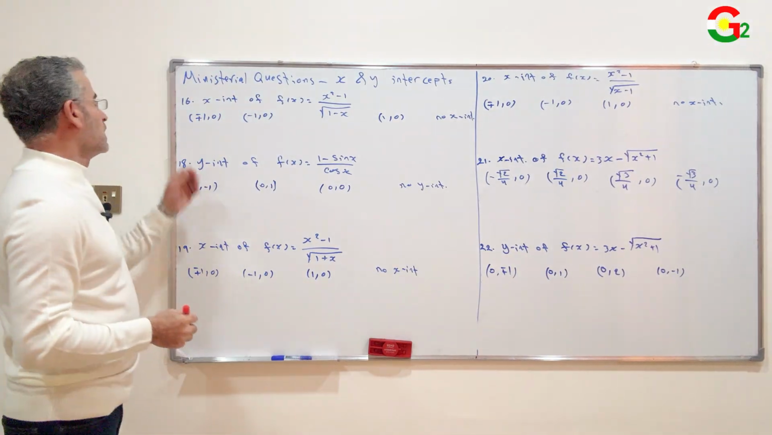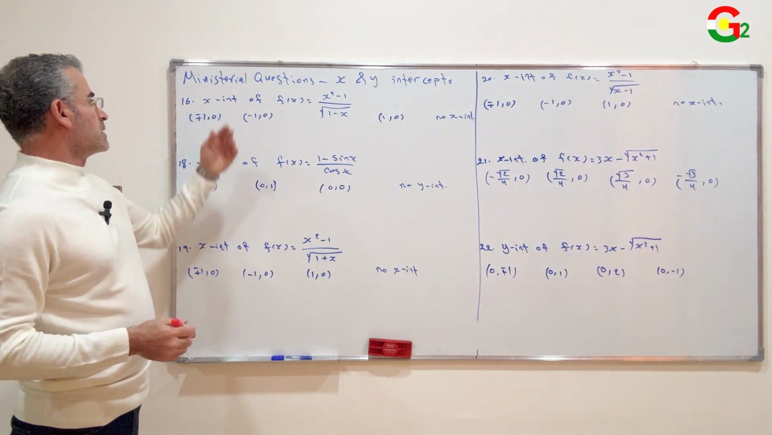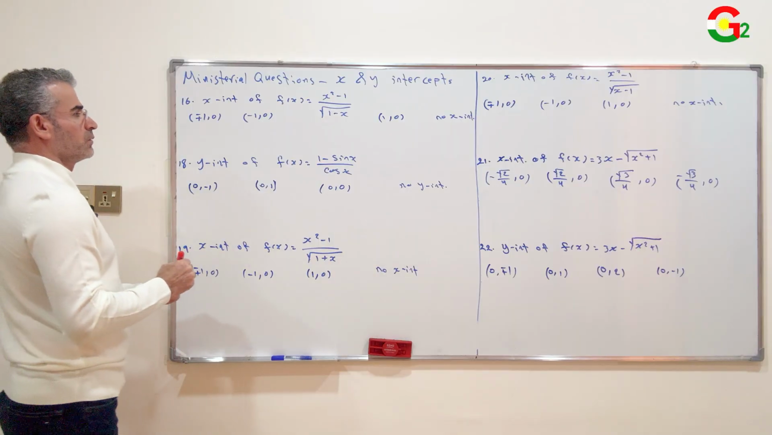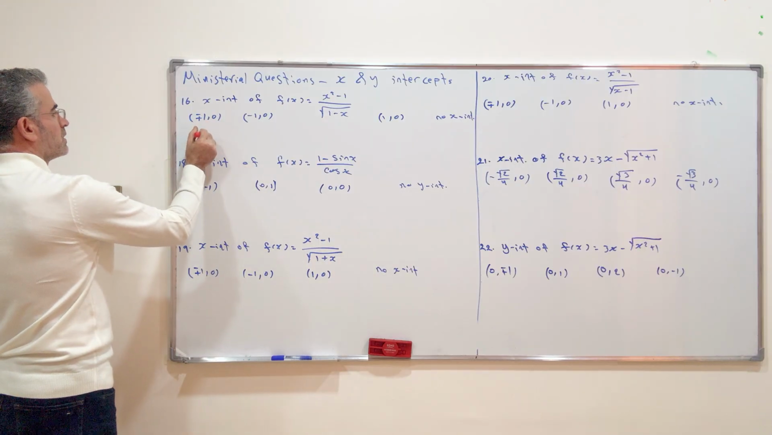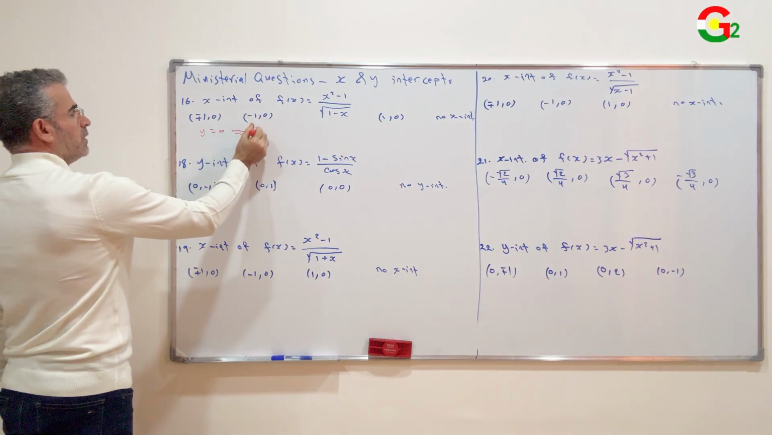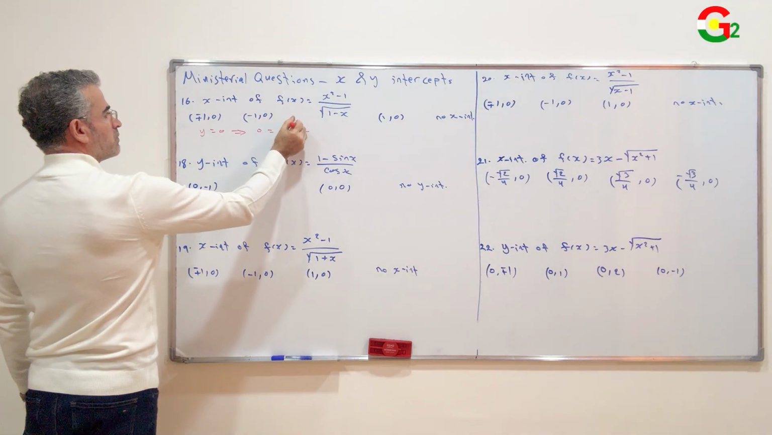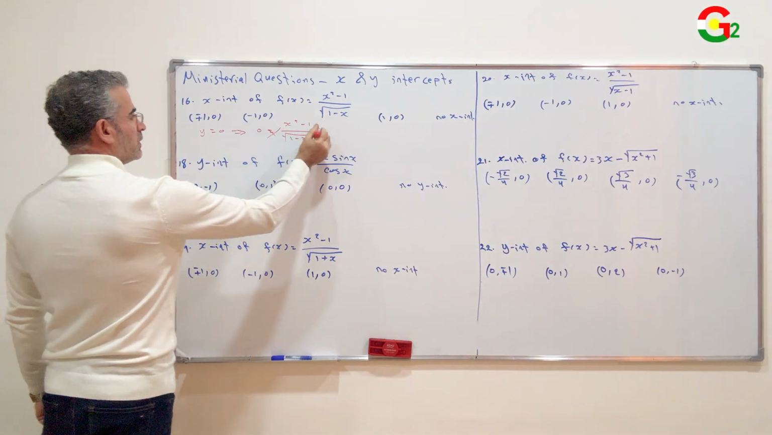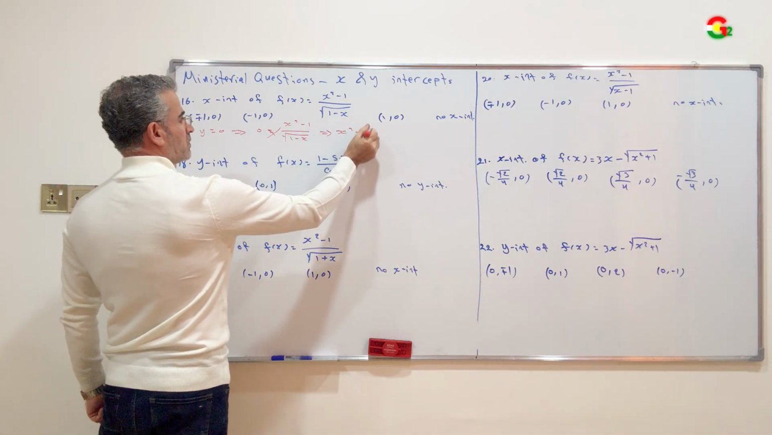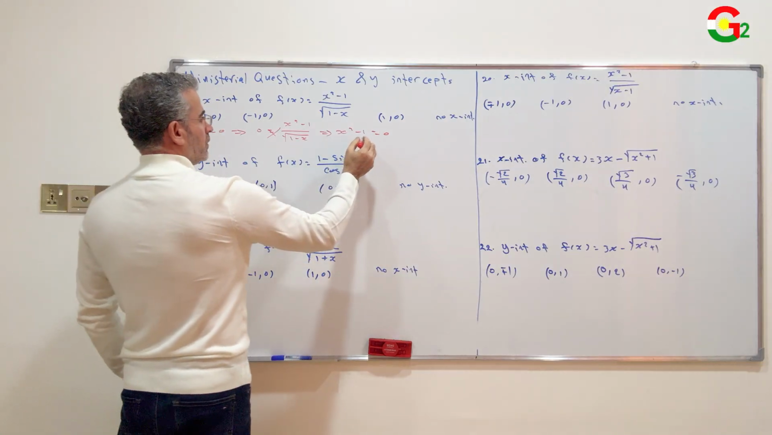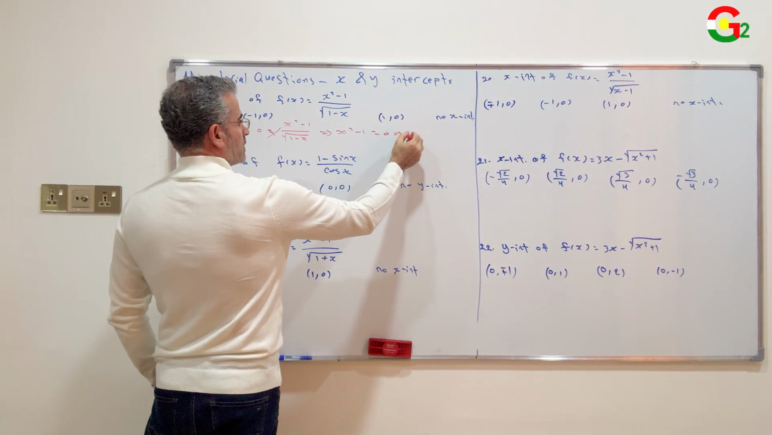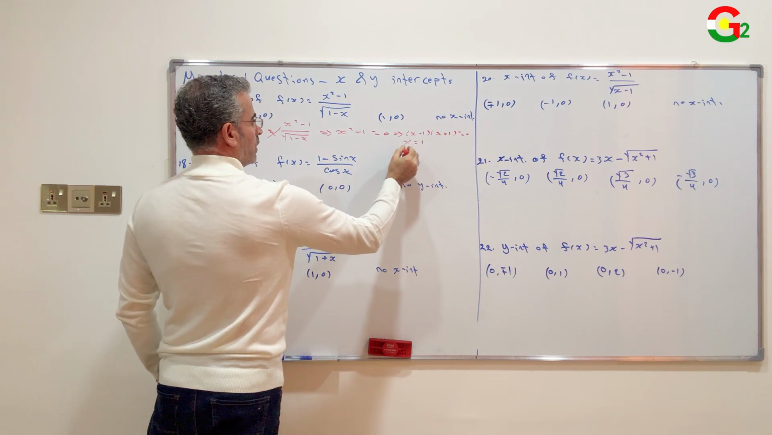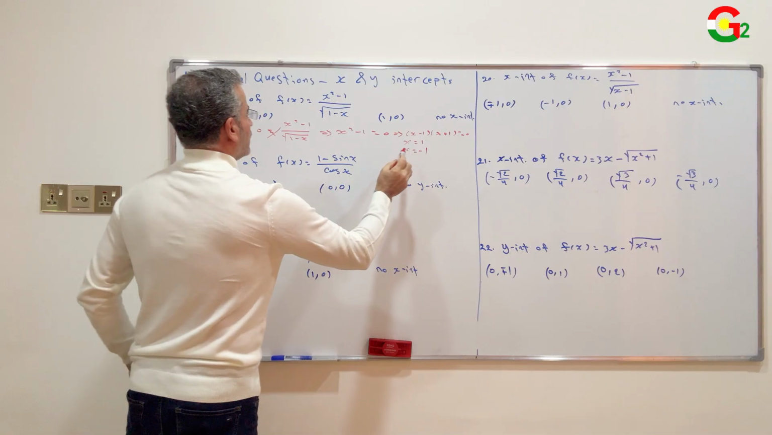Question number 16, find the x-intercept of the function f of x equals (x squared minus 1) over the square root of 1 minus x. For the x-intercept, we set y equals 0, then 0 equals x squared minus 1 over the square root of 1 minus x, cross multiplication, then x squared minus 1 equals 0. Then by difference of two squares, x minus 1 times x plus 1 equals 0, x equals 1 or x equals negative 1.